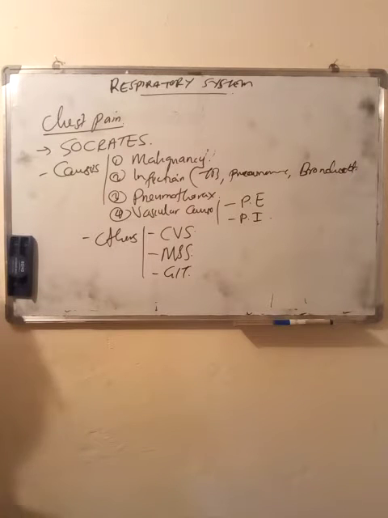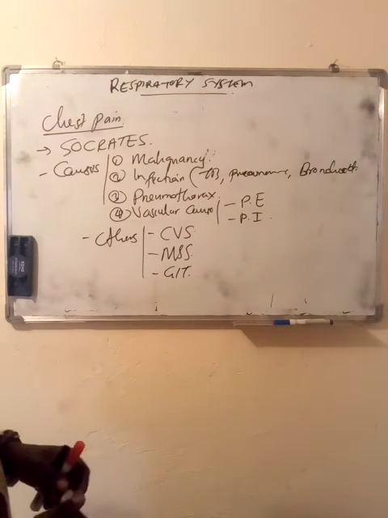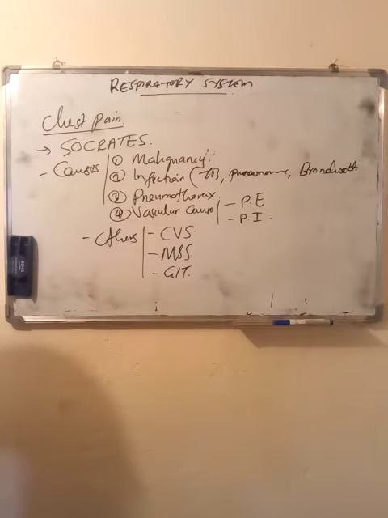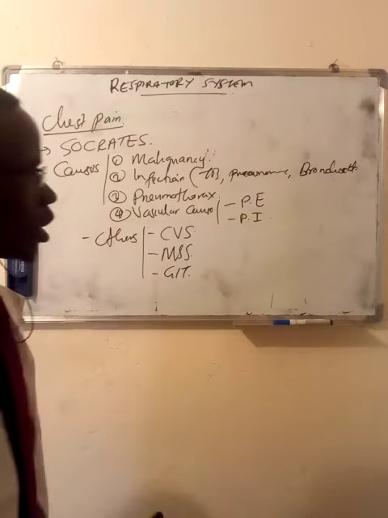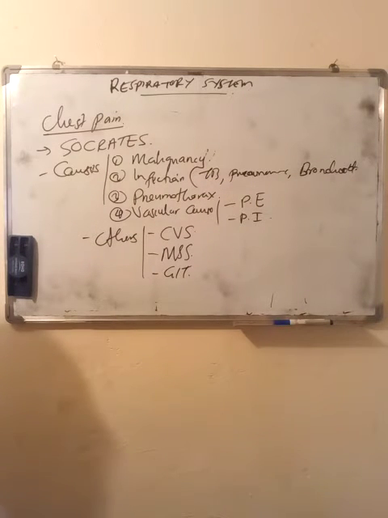Then the causes, you have malignancy such as lung cancer. Then we also have infection. We also have pneumothorax. We can also have vascular causes such as pulmonary embolism and pulmonary infarction. Then we also have musculoskeletal causes. For example, under musculoskeletal causes, we can have costochondritis. It's going to cause chest pain. Then we also have GIT causes.